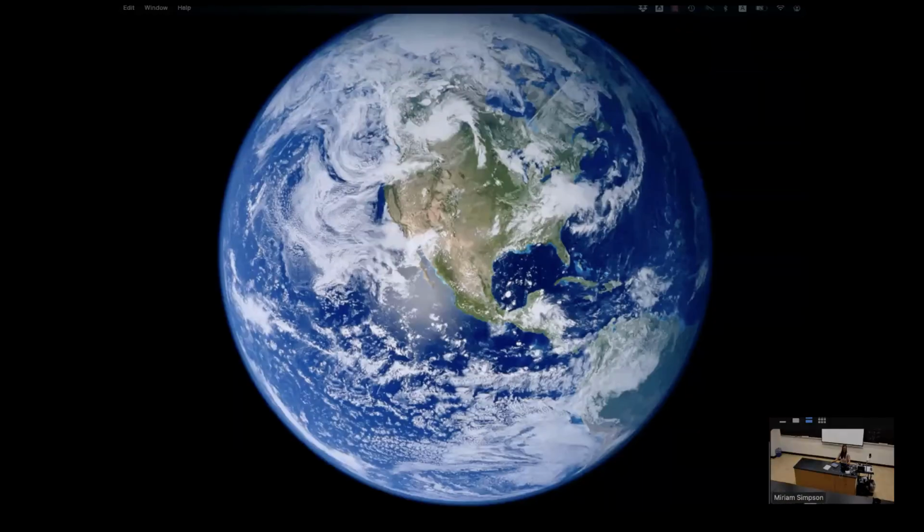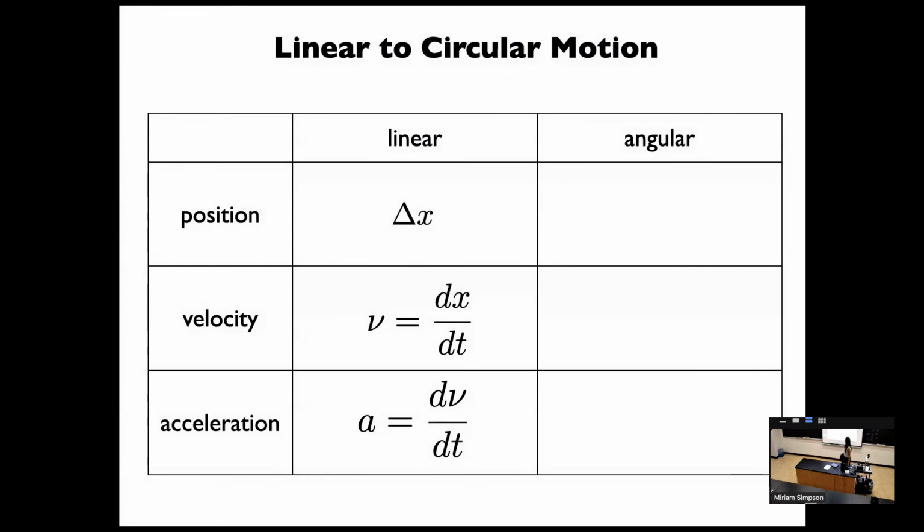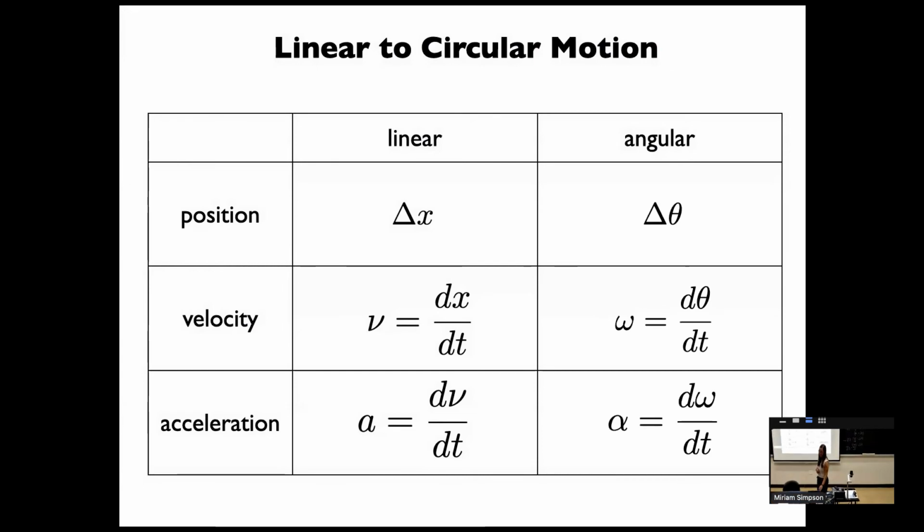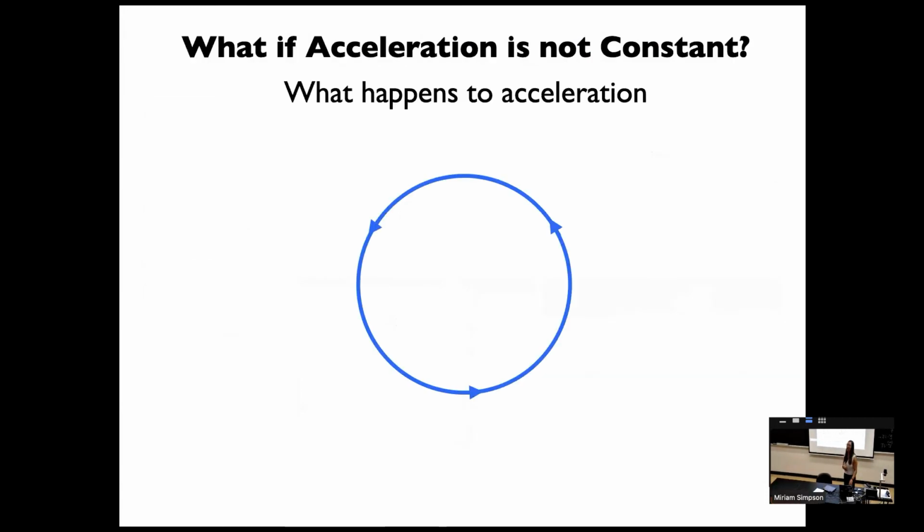So just to review, if we're going from linear to angular motion, this is really just a table for your reference. It's in the notes. But position, we just make theta instead of x. Velocity is going to be the derivative of theta with respect to t. And then that gives us acceleration, which we represent with an alpha. So this is angular acceleration, which is the time derivative of angular speed. Okay? Cool.